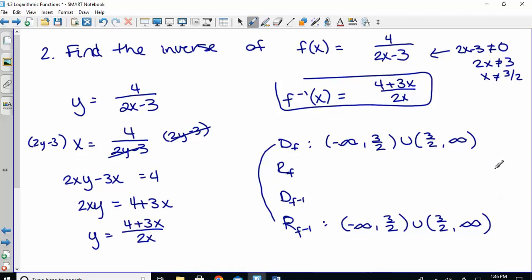For the range of the original function, is it easy to look at it and identify the range? Not really, but we know the range of the function is the same as the domain of the inverse. So look at your inverse. For your domain, the bottom can't be 0. So x can't be 0. So these are negative infinity to 0, union 0 to infinity.